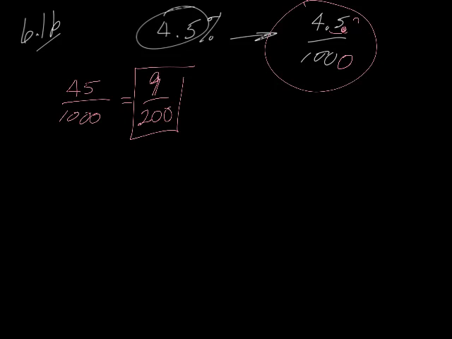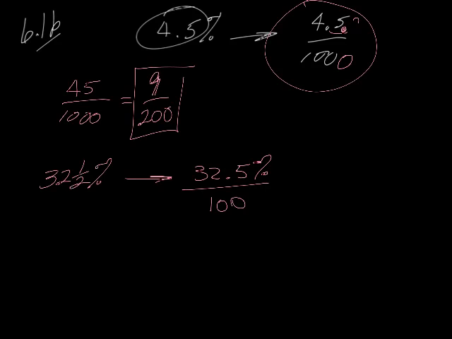Example number 9, they give you 32.5%, and they're asking you to change that to a fraction in lowest terms. Well, what I do with that is I change it right away to 32.5 over 100, and I'm going to take the percent sign off, because when I put it over 100 I can take my percent sign off because now it's a fraction.